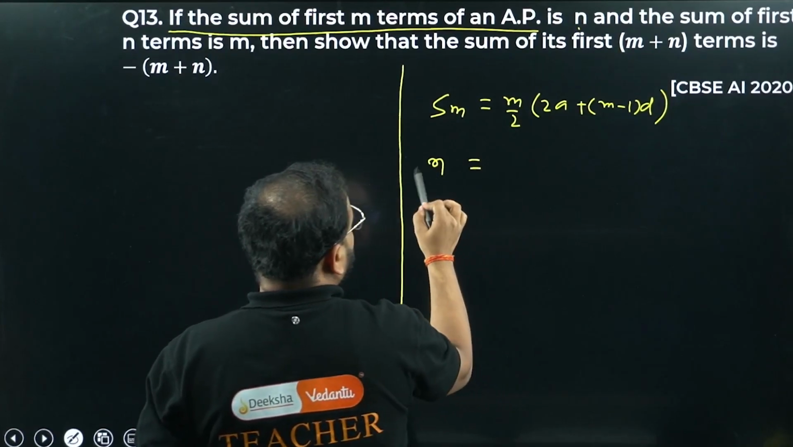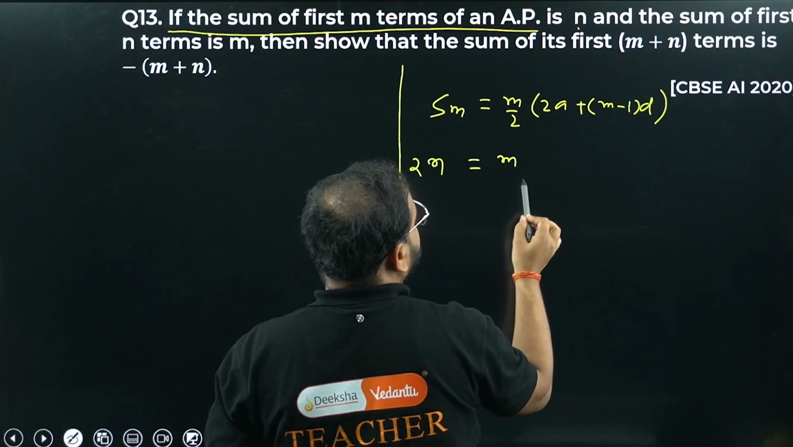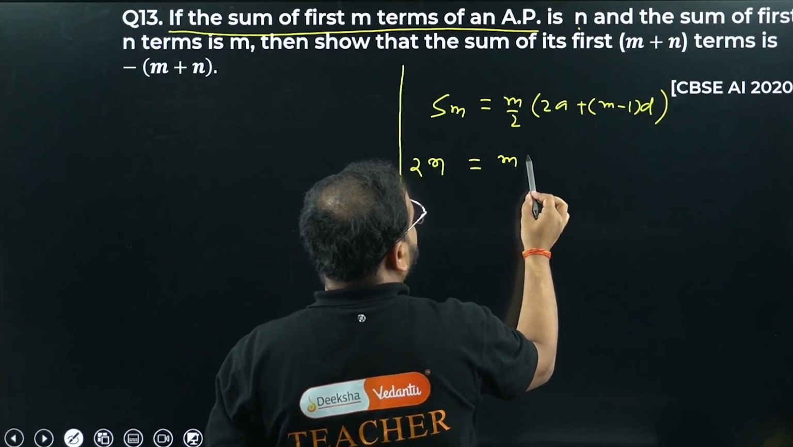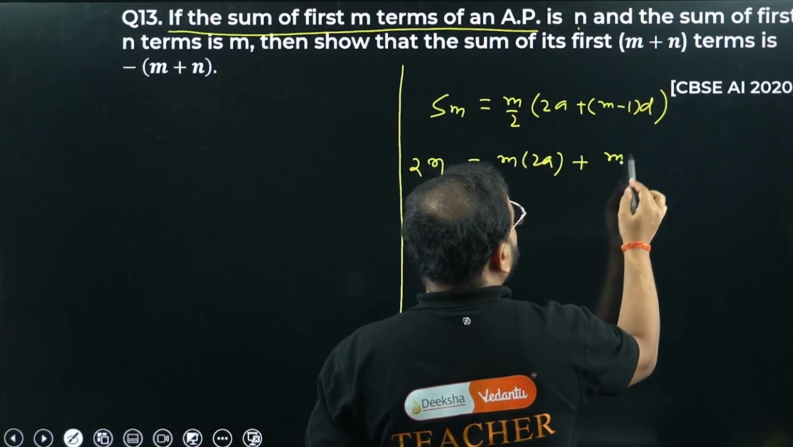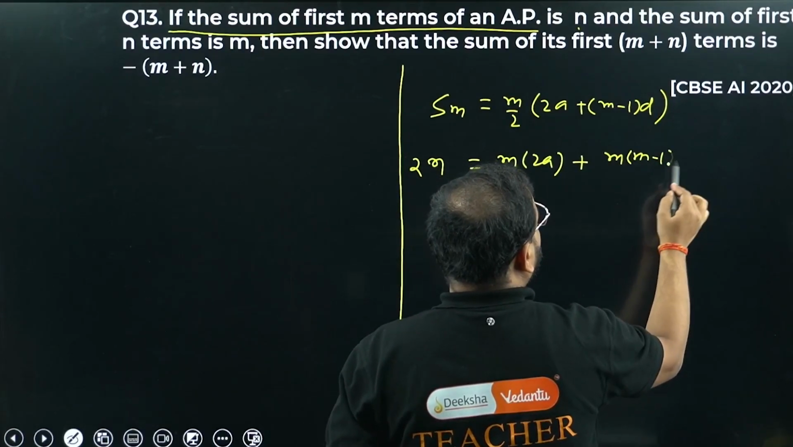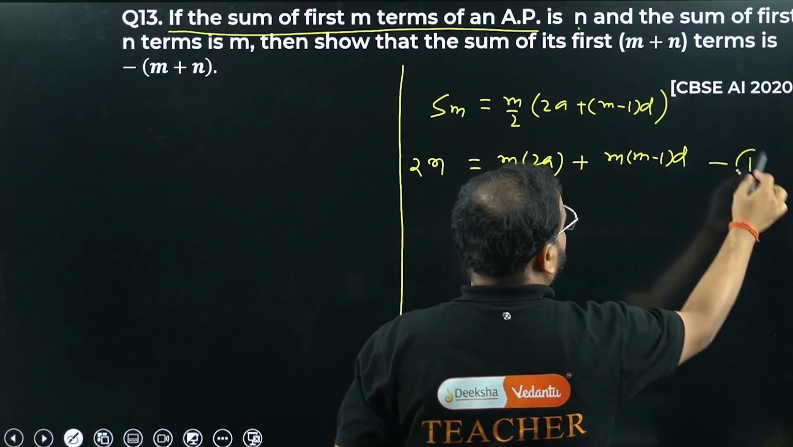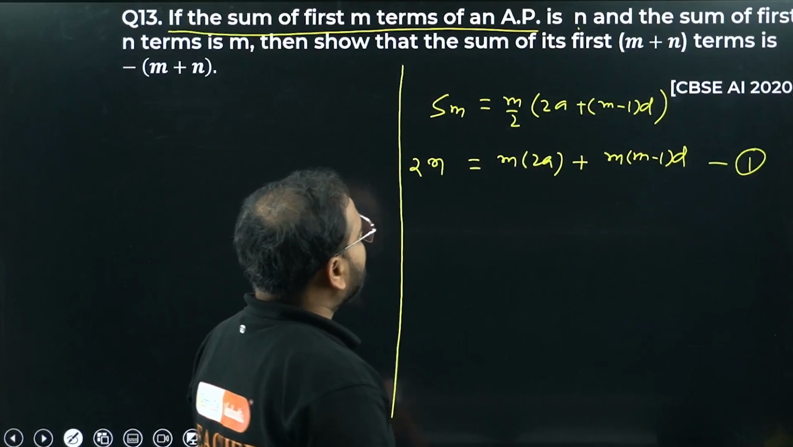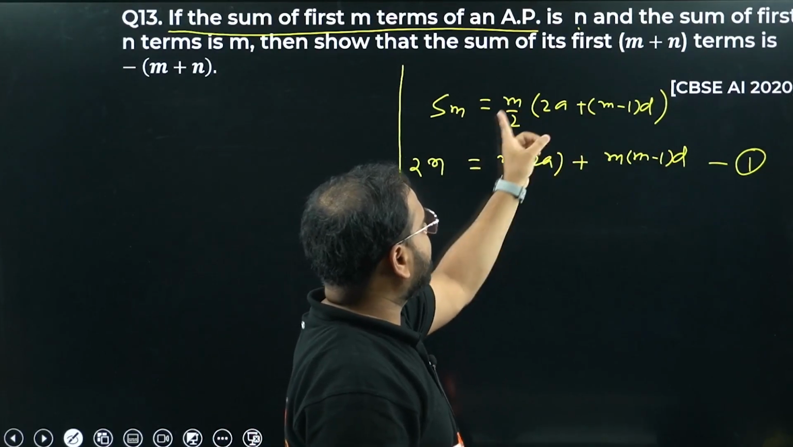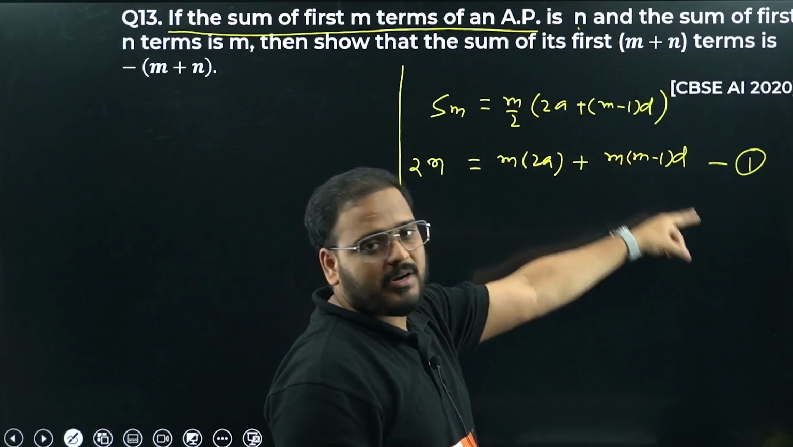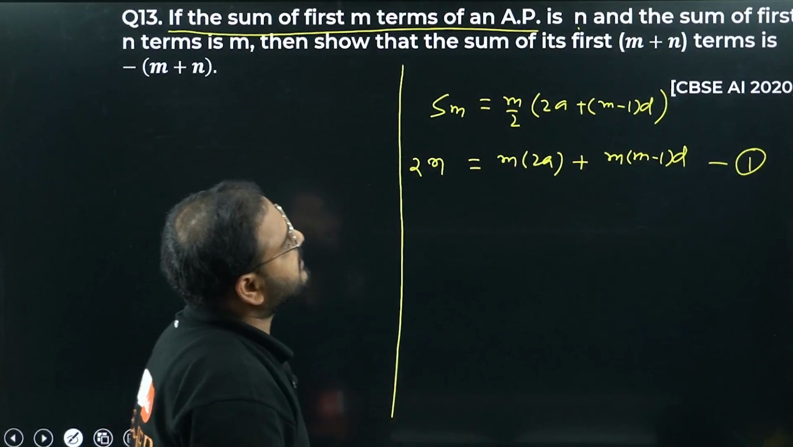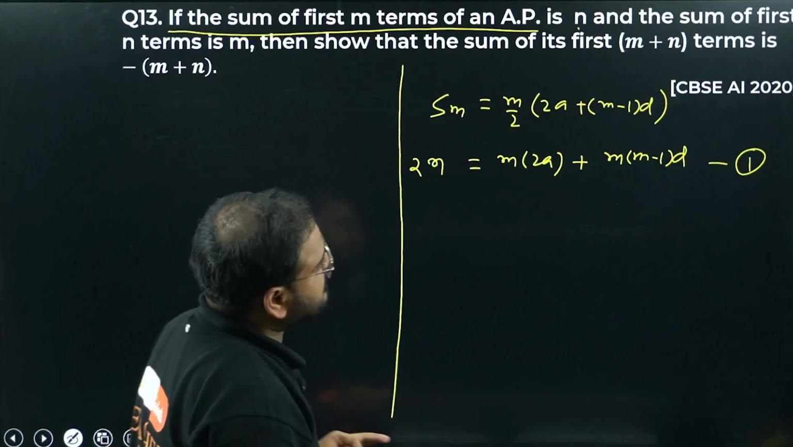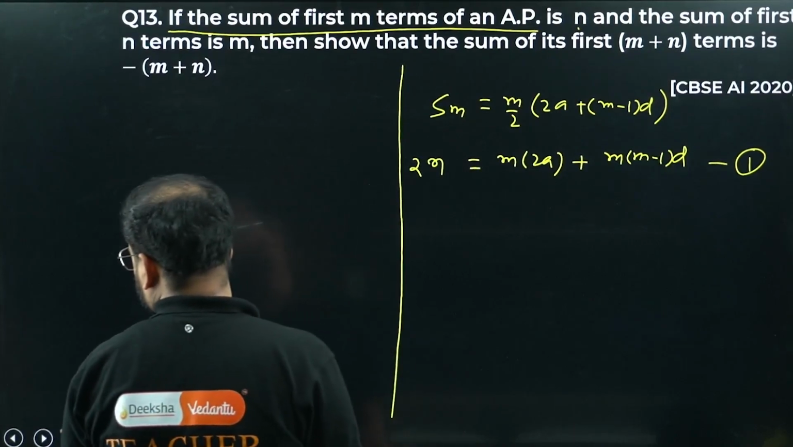Can you cross multiply? So 2n equals m times 2a plus m times (m minus 1) times d. I have taken this m inside: 2am plus m times (m minus 1) times d equals 2n, equation number 1. Second statement: the sum of first n terms is m. Please check.